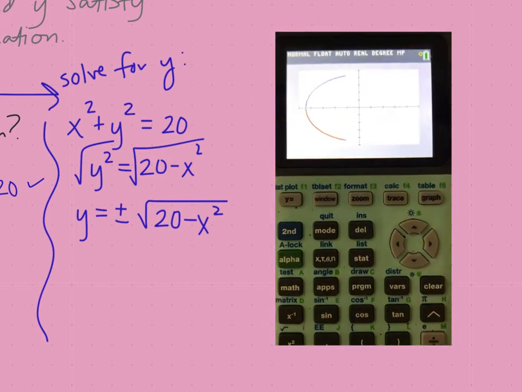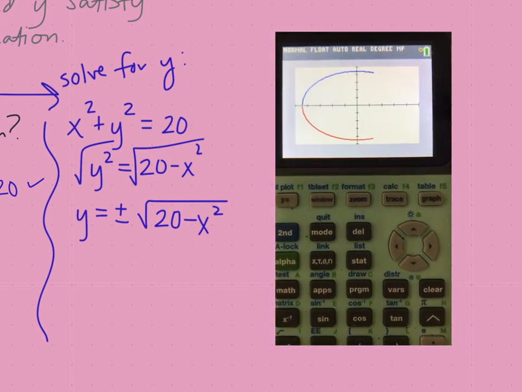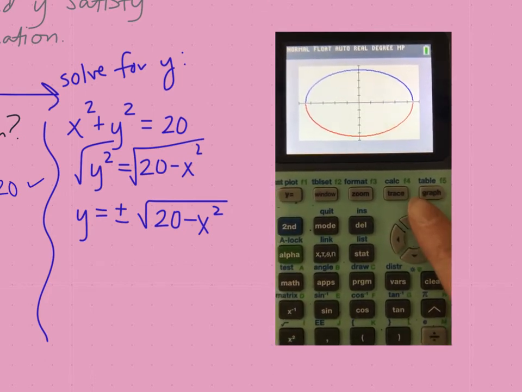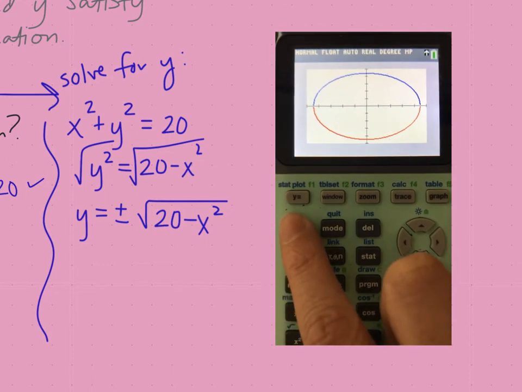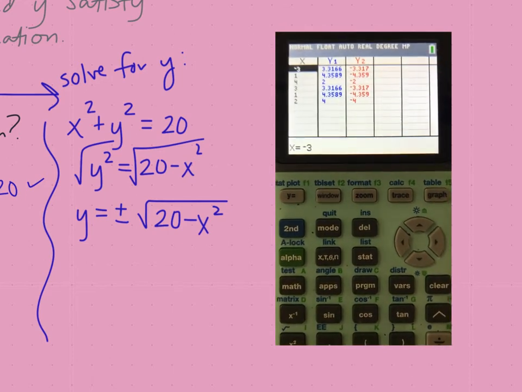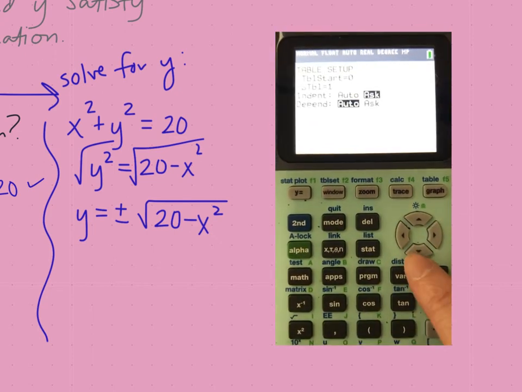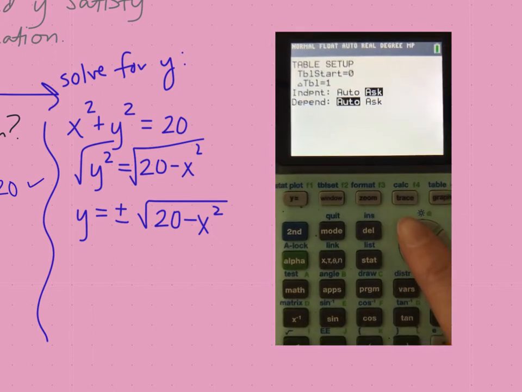Once you hit graph, it will graph both for you, and it actually is color-coded if you have the 84. If not, it doesn't matter. But we can see that the positive and negative versions do make a circle. It looks elongated because it is a rectangle. When we go to table set, this is important, second window.